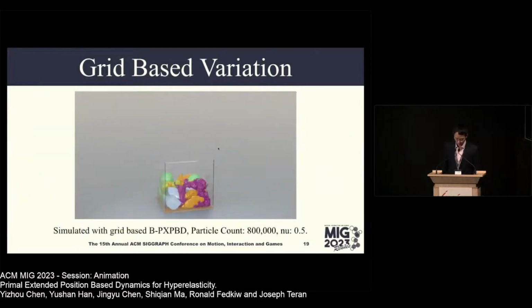This is a demonstration of what grid-based BPXPBD can do. We drop a bunch of objects into a glass box and let them collide with each other. There are about 30 of them with a total particle count of 800K. That's simulated with nu equals 0.5. Basically, we want to use that to demonstrate the capability of our algorithm to deal with collision-intensive scenarios with very high-resolution meshes.